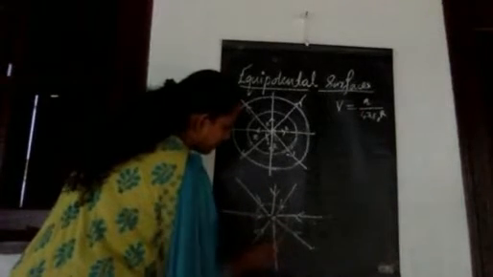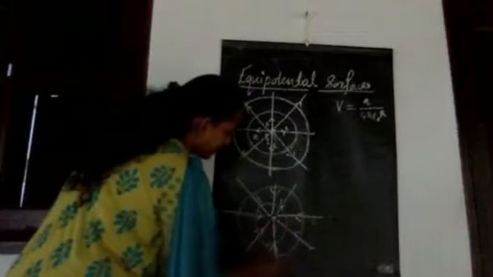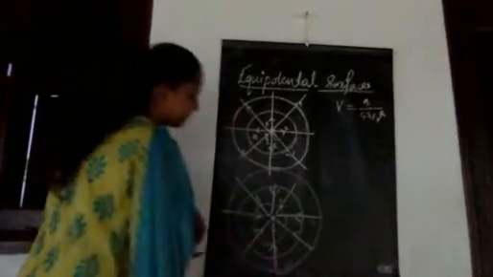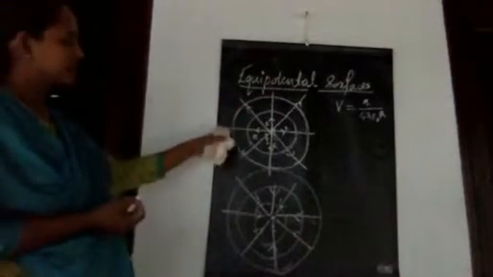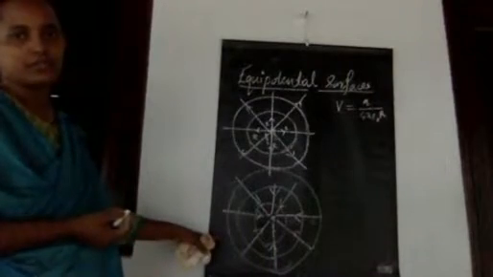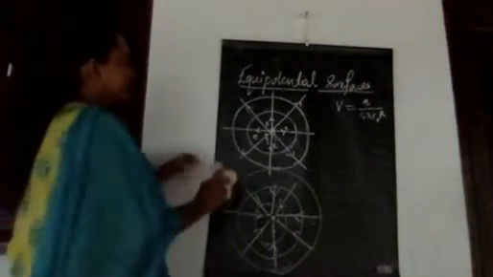Therefore you can draw the equipotential surfaces of a point charge like this. Is it clear? Plus Q charge and that of minus Q charge. Okay. And then equipotential surfaces of a dipole.